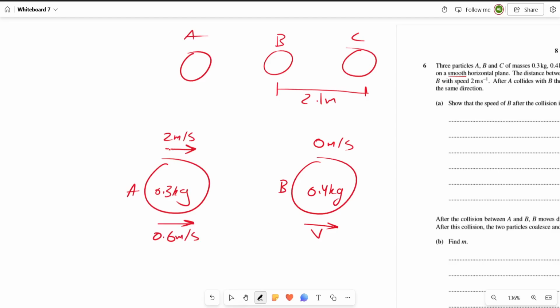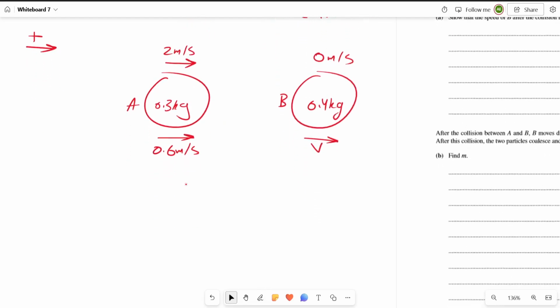So the second step in collisions always is to choose a direction. Here in this question it's not going to matter, but please practice choosing the positive direction so you don't miss out any negative or positive sign or mix them up. So here I'm going to choose going in this direction, to the right, as my positive direction, so any velocity pointing that way is going to be positive. Again, in this question they're all pointing that way, so it's not going to matter. However, in other questions it does, and it does a lot.